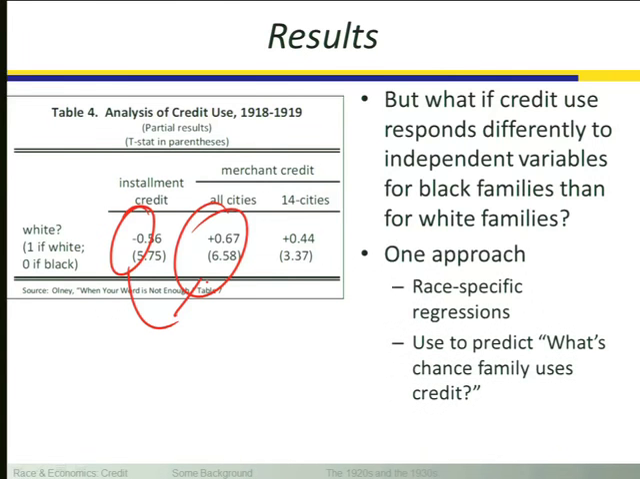And then use the estimated coefficients from those two race-specific regressions to predict: multiply this times that, that times that, that times that. Actually, let the computer do it, say predict. To predict the expected, in this case, likelihood of using credit for the black families and for the white families, and then compare those numbers. Now, so far that's not terribly interesting.